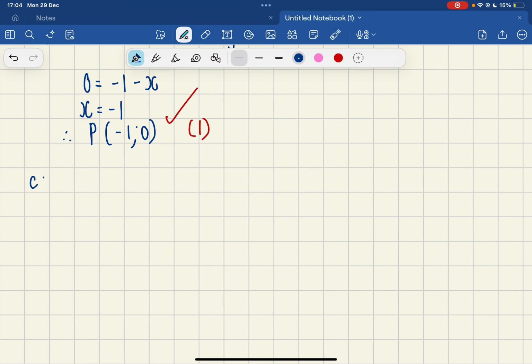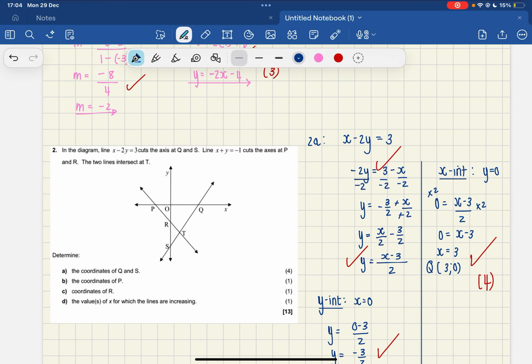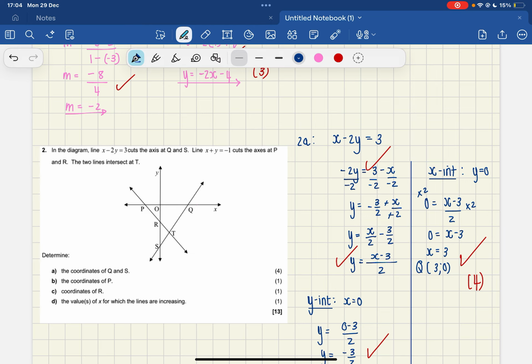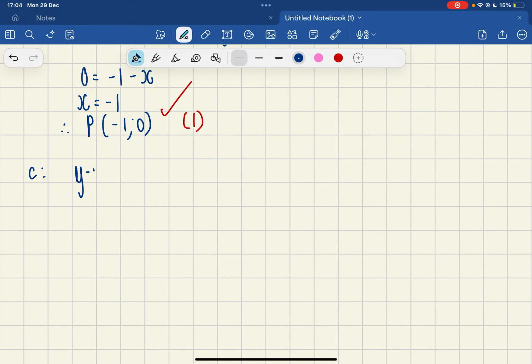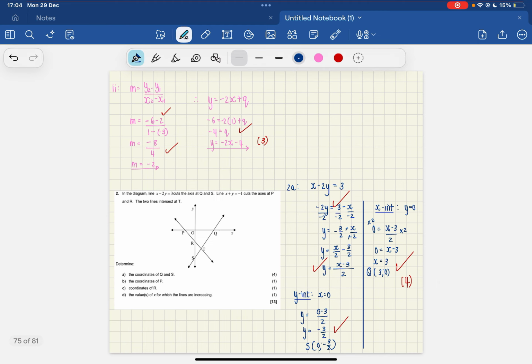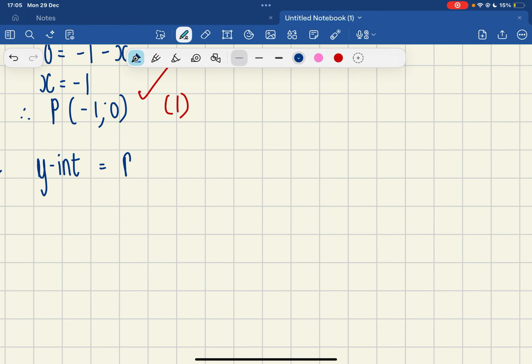What does question C demand of us, boys and girls? Question C looks at the coordinates of R. And what is R? R is, as we see, the y-intercept of this function. It's the y-intercept of this line. So how do we find the y-intercept of this line? We find the y-intercept by making x equal to 0. The y-intercept is equal to R.